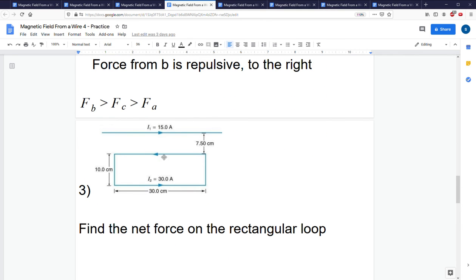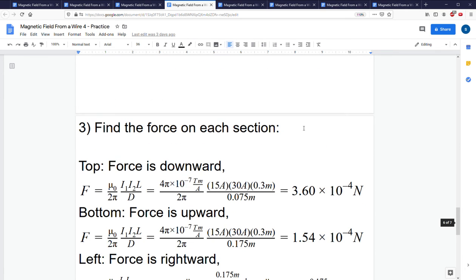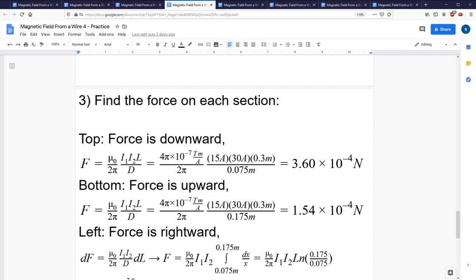Because this current is going to the left and this current is going to the right, it will be a repulsive force, meaning the force on this wire will push the wire downward. We can use the formula F is equal to mu sub naught over 2 pi times I1 times I2 times L divided by d. Plugging in the values, we get 3.6 times 10 to the negative 4th newtons.